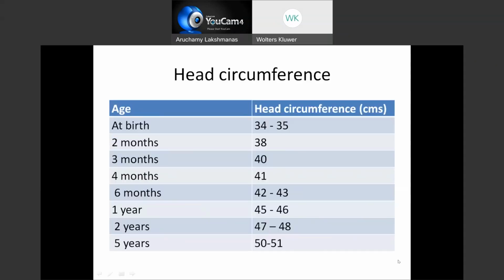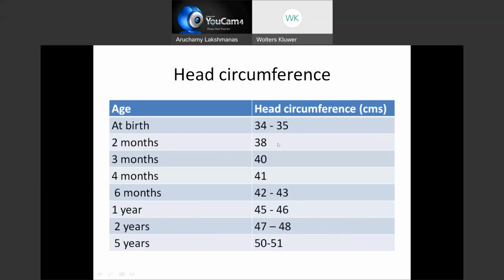Head circumference at birth is 34 to 35. By 2 months it is 38, 3 months 40, 4 months 41, 6 months 42, and 1 year 45. Take a close look: at birth it is 35, at 1 year it is 45. So it has increased by 10 centimeters in 1 year.